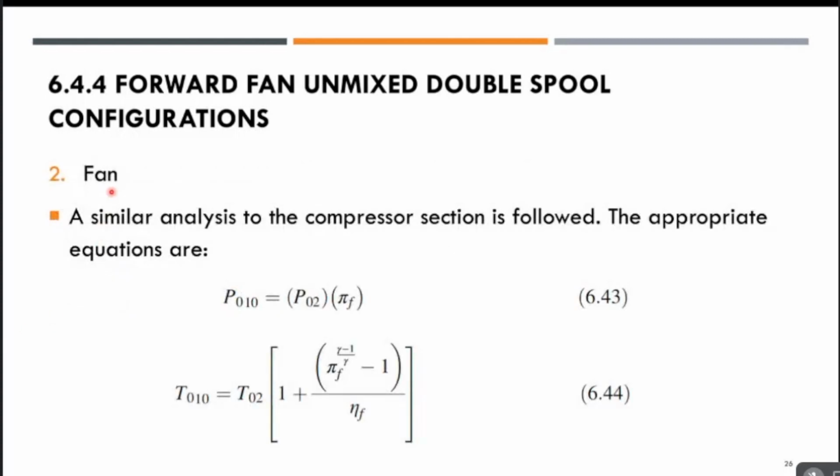With regard to the fan, a turbojet engine doesn't have a fan, so now it is slightly different. A similar analysis to the compressor section is followed. We can follow the analysis of the compressor section using the appropriate equation, but bear in mind the numbering is different. And this is at the fan, P10, which is P02 times pi F.